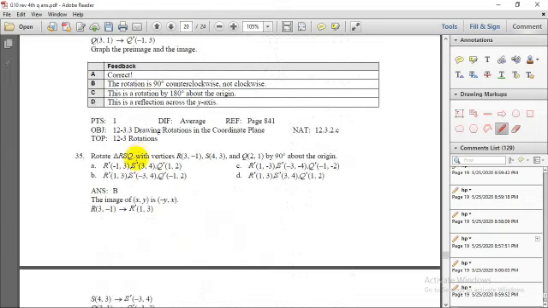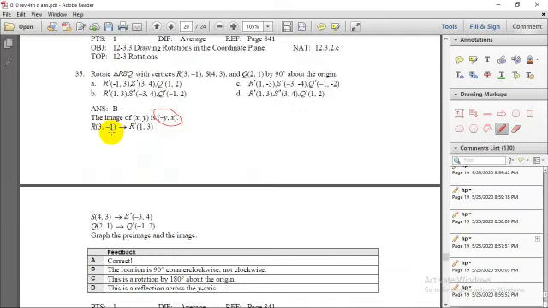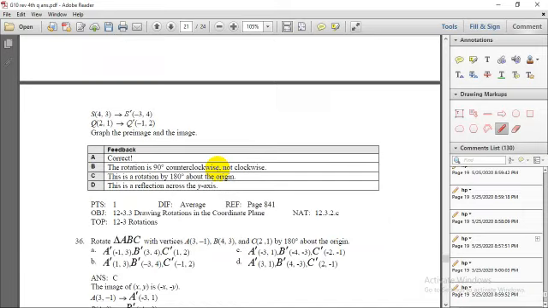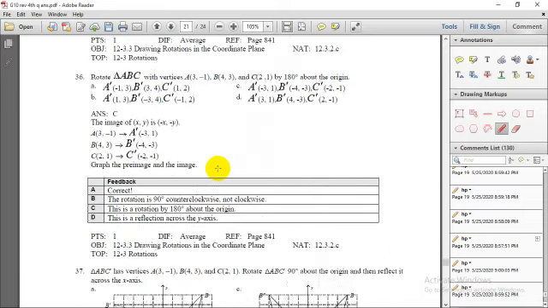Let's see here. Triangle. And also rotate by 90 degrees. Again, what's my rule? Negative y and x. And we're going to get the image. Negative 1 will be 1, 3. Here, negative 3 and 4. Here, negative 1 and 2. Very good. Then I can graph the image and pre-image on the coordinate plane. Let's see 36.